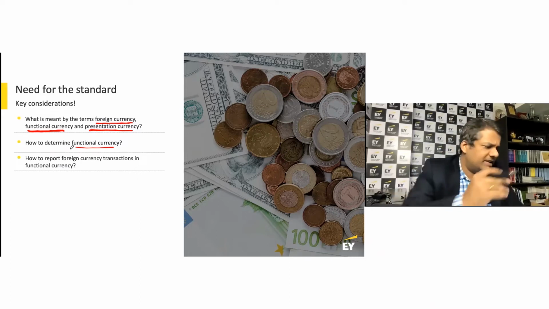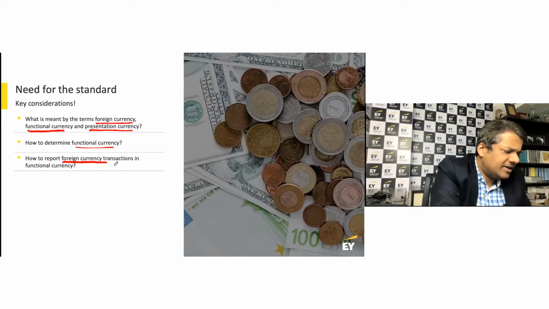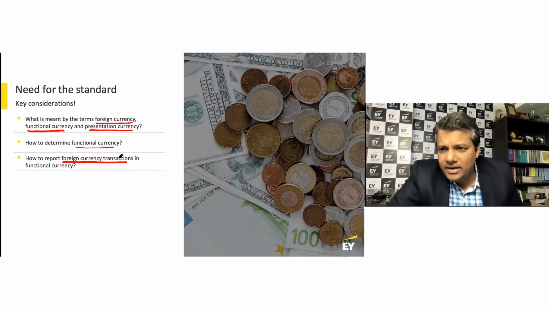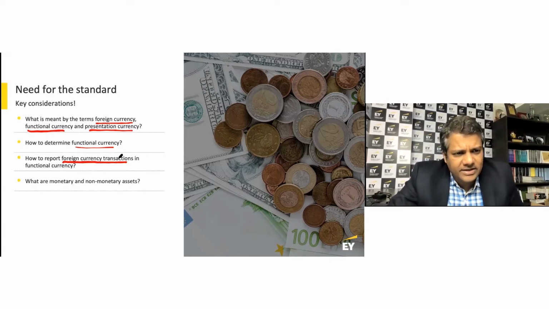foreign currency transaction, if I'm doing a foreign currency transaction. So let's say I am an Indian company and I am doing a transaction in US dollars. So if you have an Indian company, assuming your functional currency is Indian rupee, and if you're doing a US dollar transaction, how do you report foreign currency transaction in functional currency?